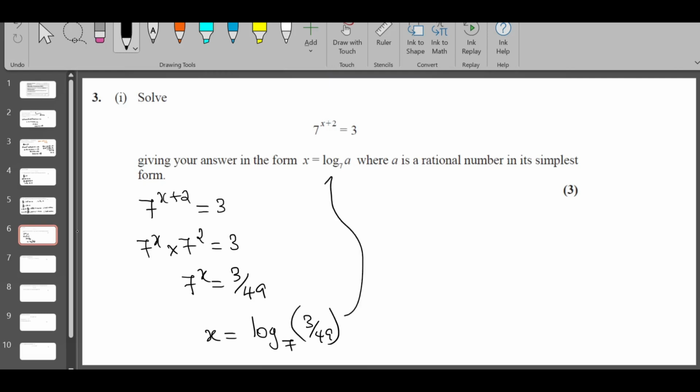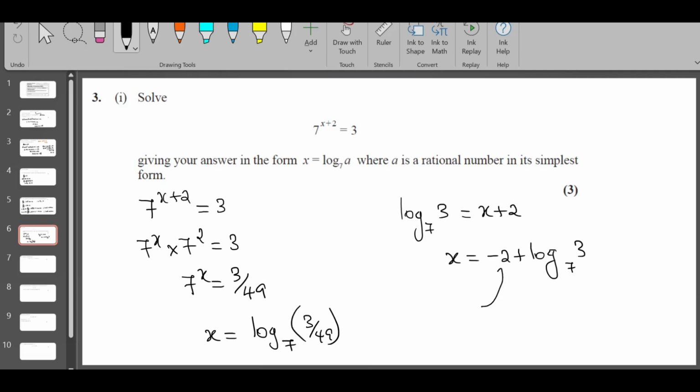That looks exactly like this, where the question says a is a rational number. So 3 over 49 is a rational number. That's one way of doing it. Another way is to just rewrite using the logarithm. You will get log 3 to the base 7 is x plus 2. Okay. So x is equal to minus 2 plus log 3 to the base 7, right?